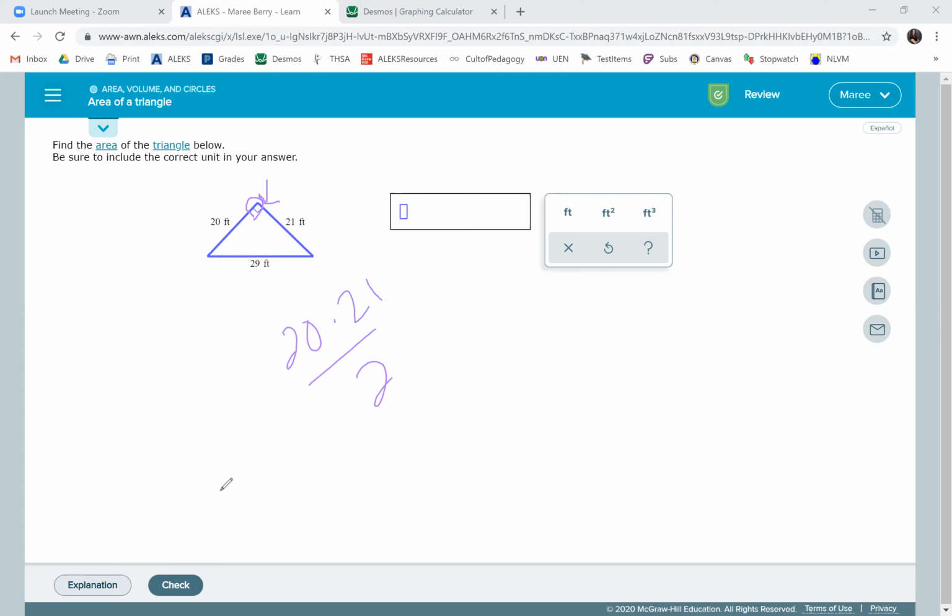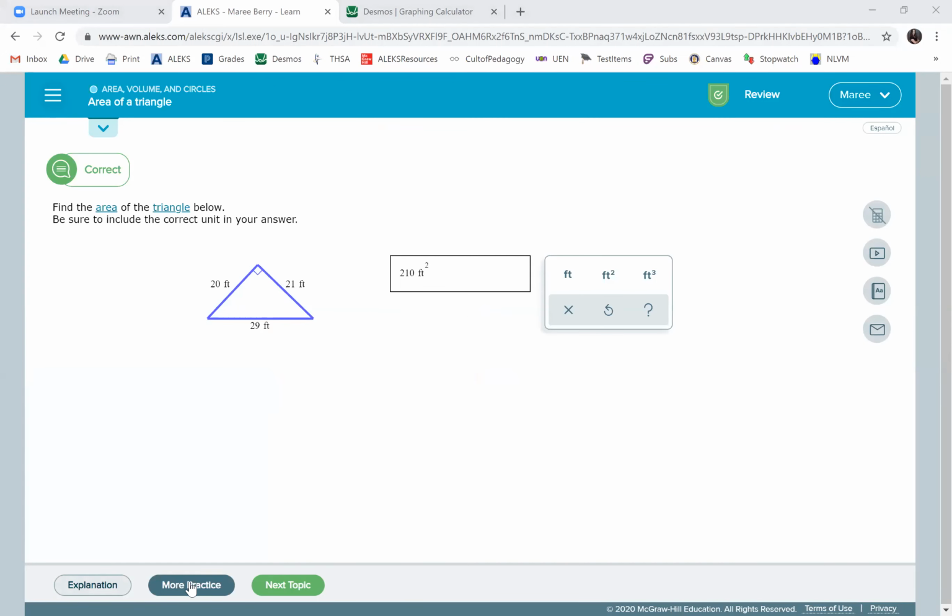Like I said before, I find the even number and divide it by 2 first. So 10 times 21 is 210. And then we do the label squared, or feet squared. So it's going to be 210 feet squared. And that's that one. Okay, let's do another one.